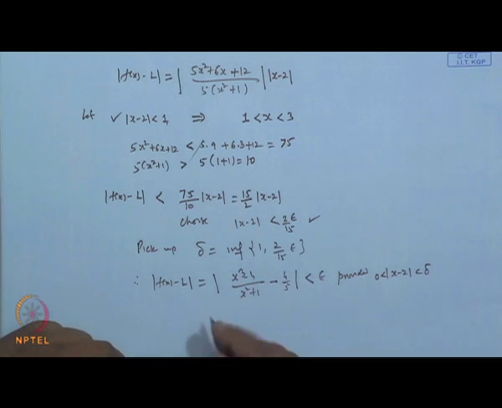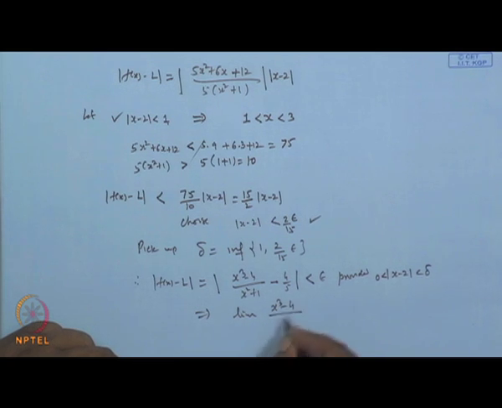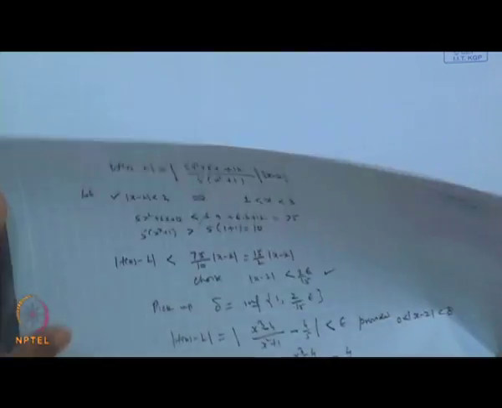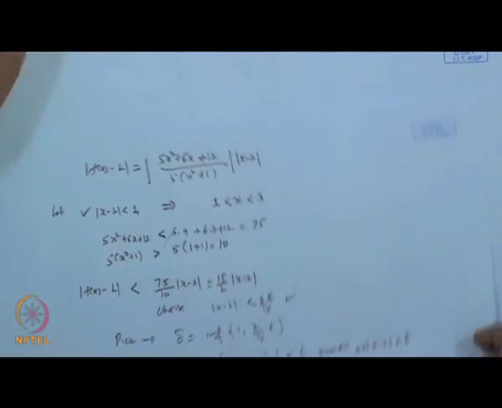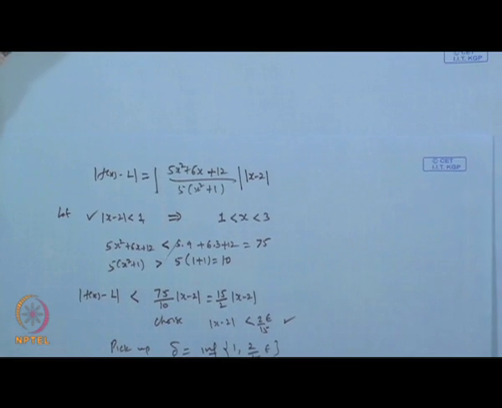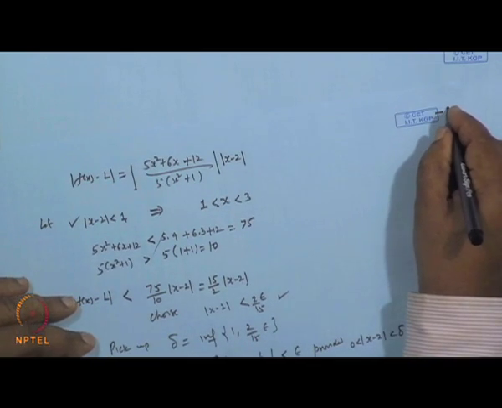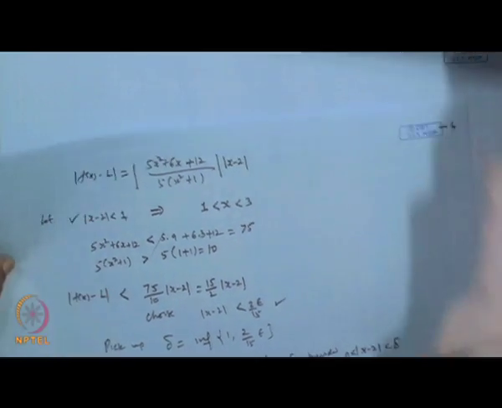Therefore, the limit of this x cube minus 4 over x square plus 1 as x tends to 2 is 4 by 5, and that is proved. So, this way we can prove it, that is our limit problems. So, this is the fourth. Okay. Third. Okay.